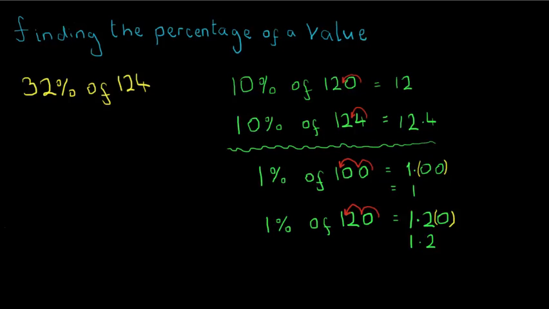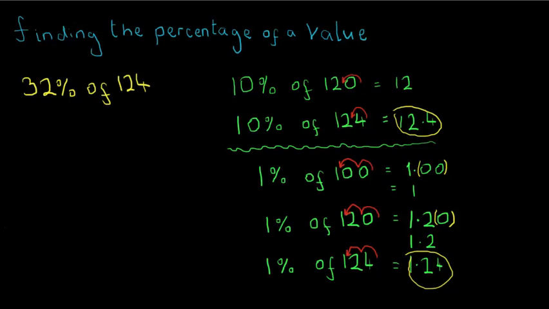So finally we can write 1% of 124. I'm going to move my decimal place 2 places to the left because I'm finding 1%, and I can now readily see that that equals 1.24. So we have our two key values, 10% of 124 and 1% of 124.